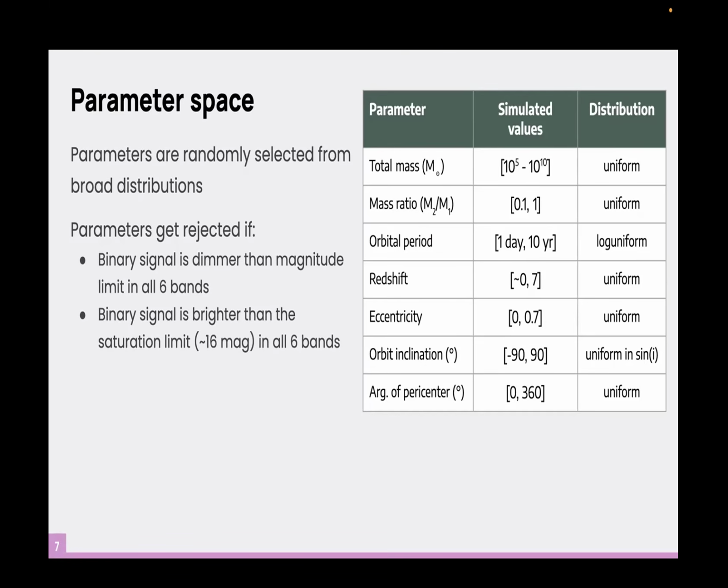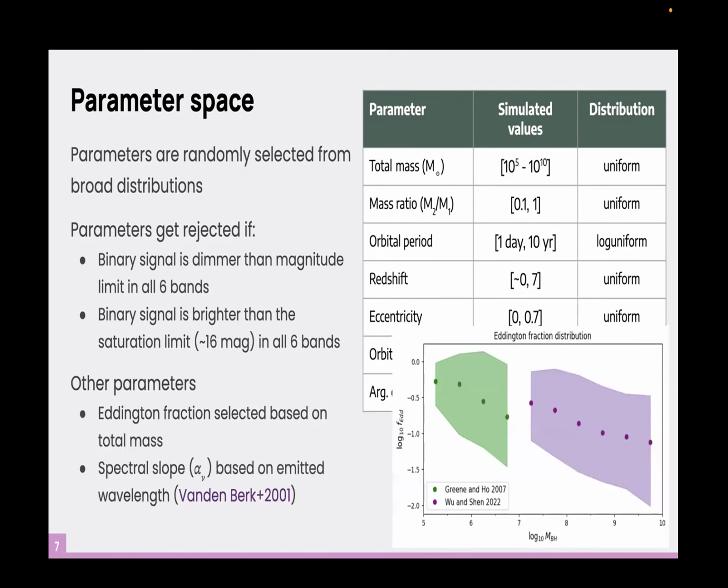to make sure that our final data sets are just binary signals that actually will be potentially in the LSST data set. So if the binary signal is dimmer than the limiting magnitude across all 6 bands, we reject those parameters and reselect them. And then if it's brighter than the saturation limit in all 6 bands, we reject those. And then the other 2 parameters that aren't on the table here are the Eddington fraction, which we select based on the total mass using some correlations between.